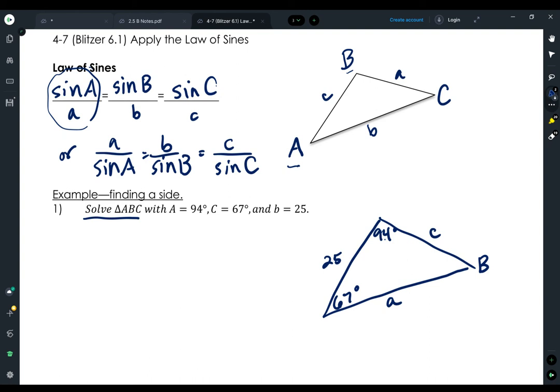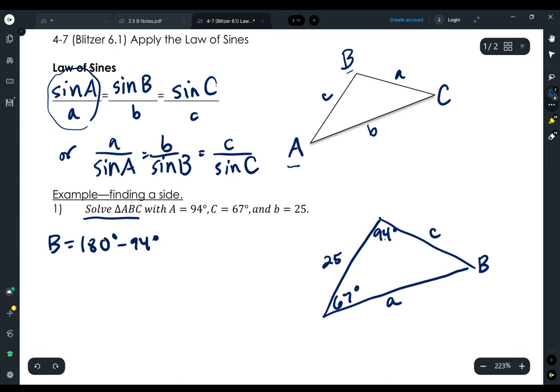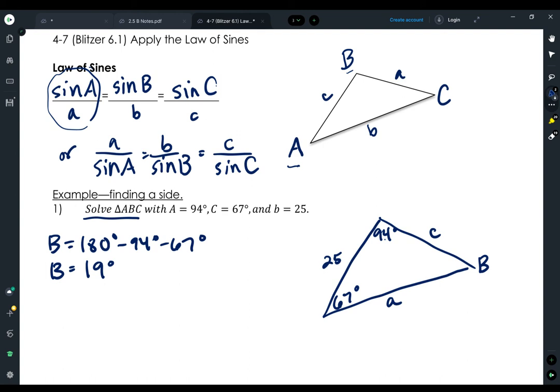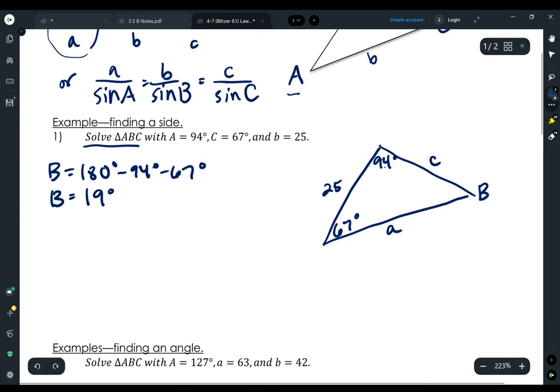So my first job is going to be to find angle B, and I know that my angles in a triangle add up to 180. So 180 minus 94 minus 67, and so my angle B is going to be 19 degrees. And then I need to go through and actually use my law of sines. So I'm going to label this 19 degrees.